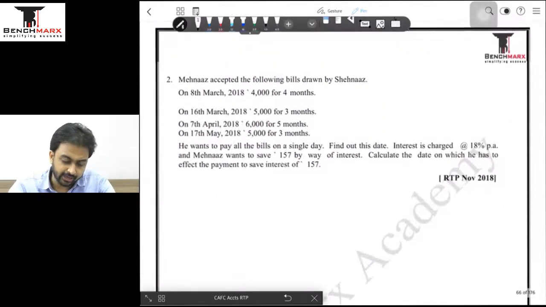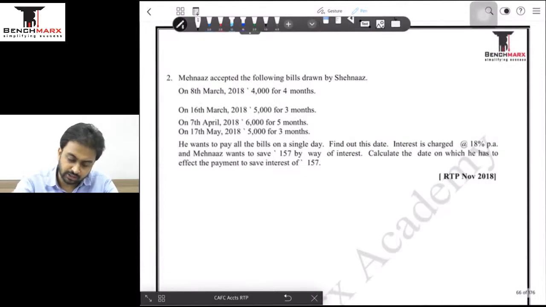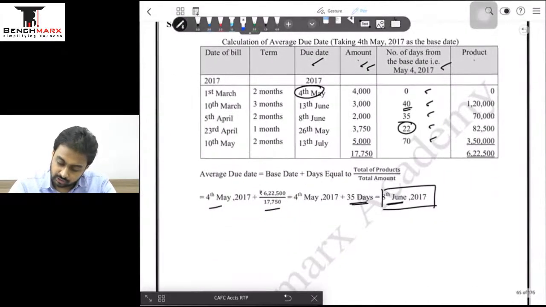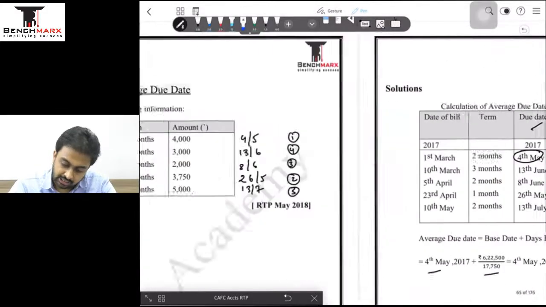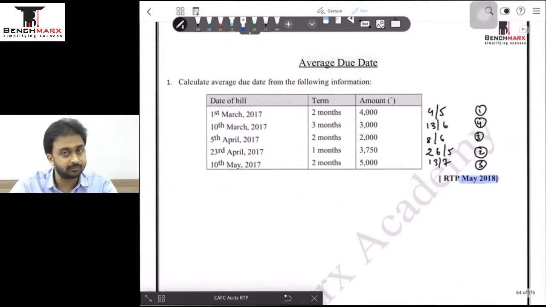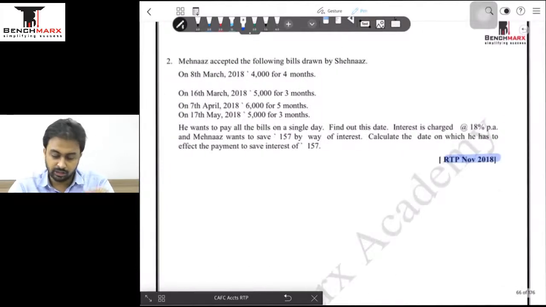Chalo, let's go ahead with question number 2. This question is from the November 18 RTP, and the previous question was from, अच्छा mention नहीं किया है मैंने, अच्छा mention किया है, RTP of May 18. ठीक है. May 18 RTP is done. Now we'll come to November 18's RTP. ठीक है. Let us start.